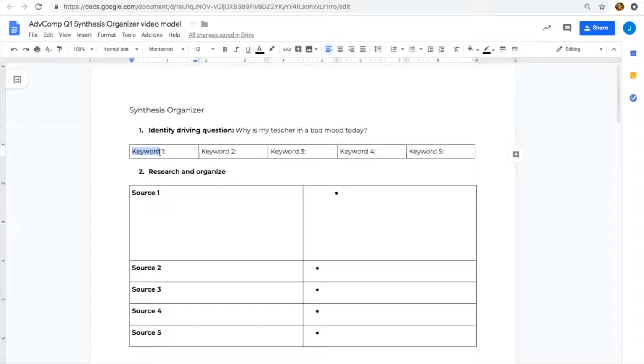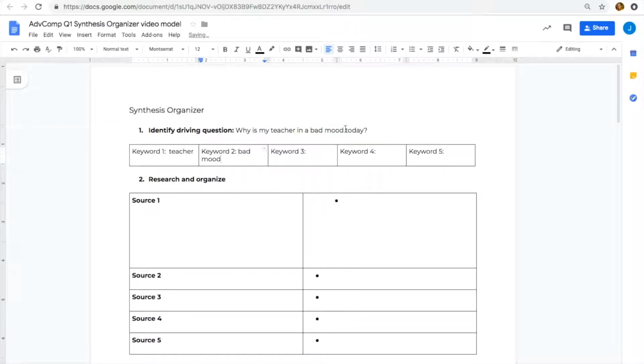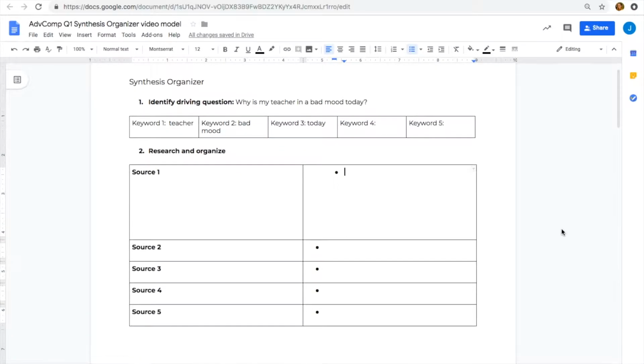When you pick out the keywords, you really want to focus on the big words in the driving question so that you're not getting those smaller auxiliary words that don't really matter that much. I picked out teacher, the subject, bad mood, my object, and today, which was more the circumstances. And that should be sufficient for my search.